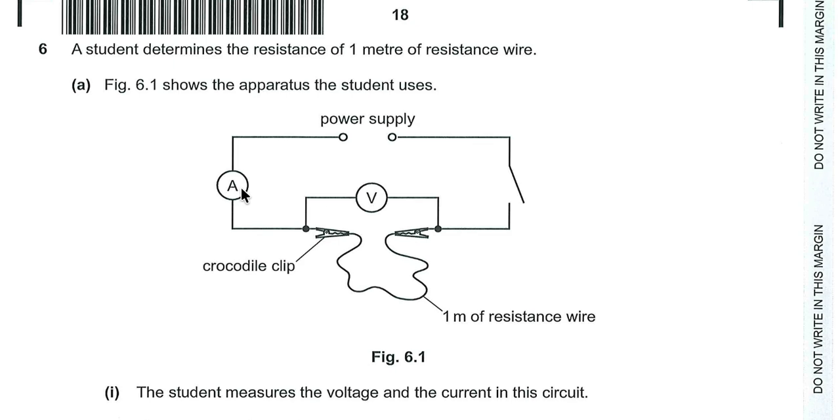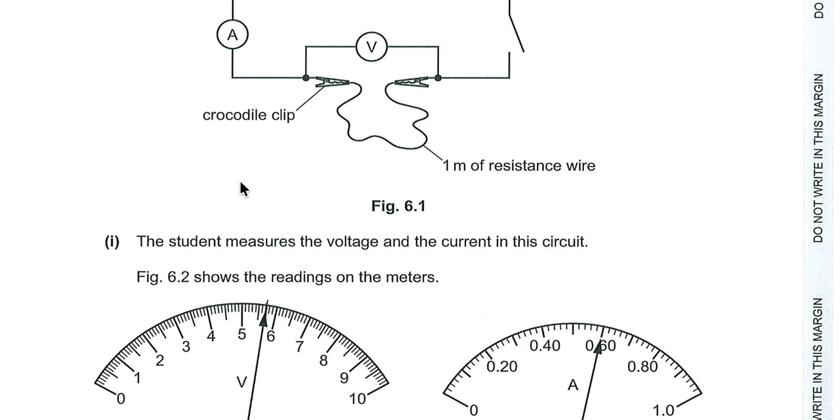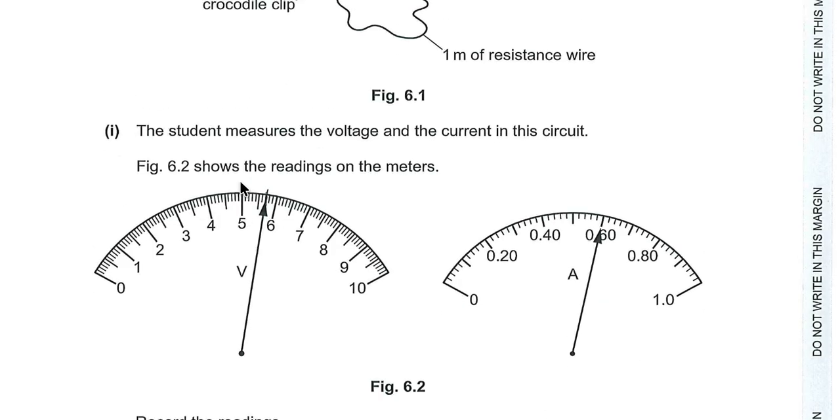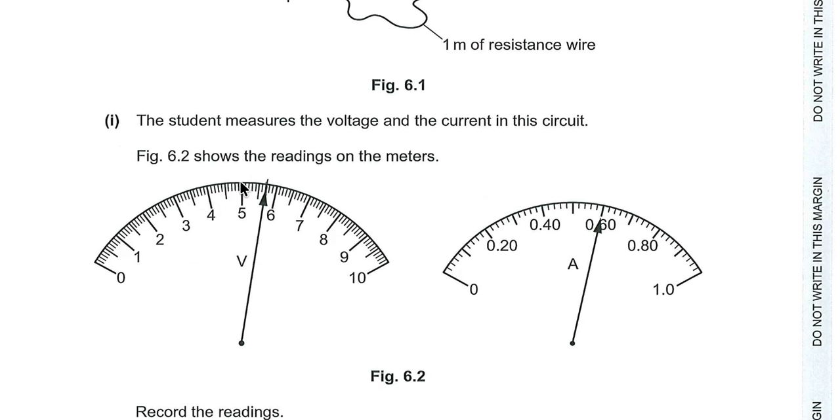We've got a voltmeter and an ammeter, and we're measuring the voltage and current. You'll have seen this many times before. This is all about looking at divisions. We've got a 0 to 10, and we're measuring somewhere between 5 and 6. We're greater than 5.5, 5.6, 5.7, so our voltage here is going to be 5.7 volts.